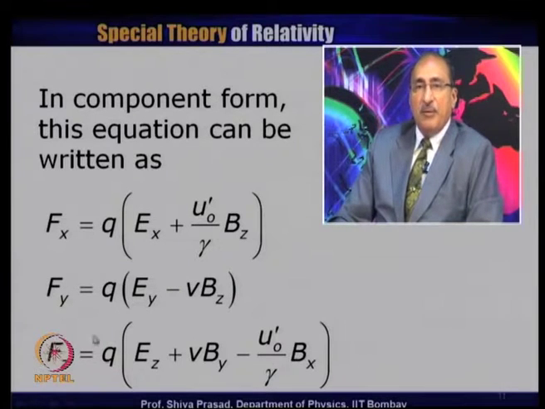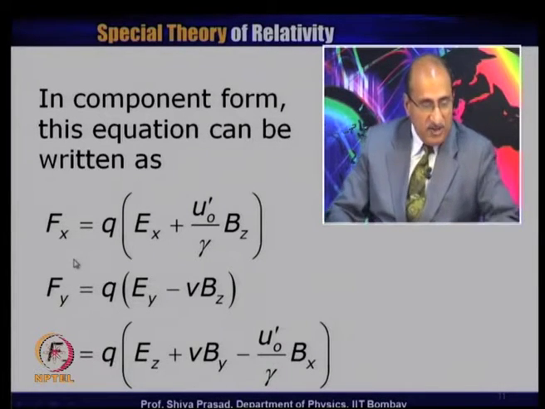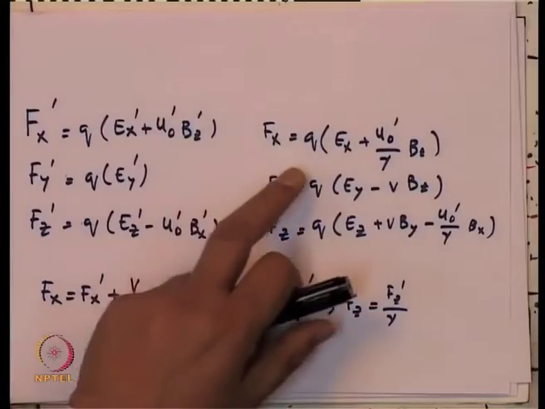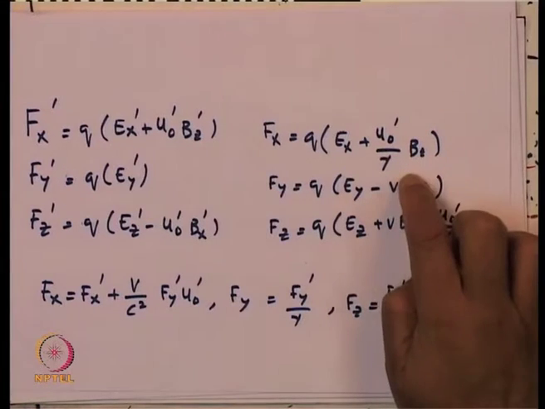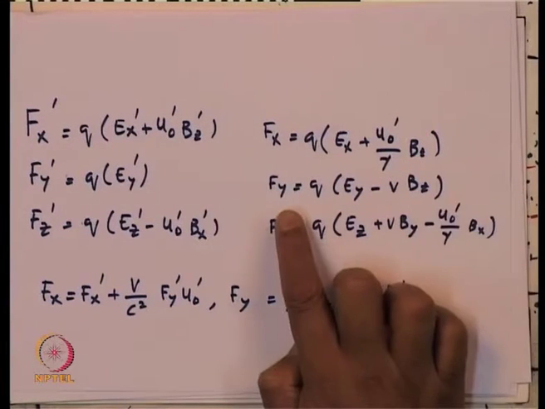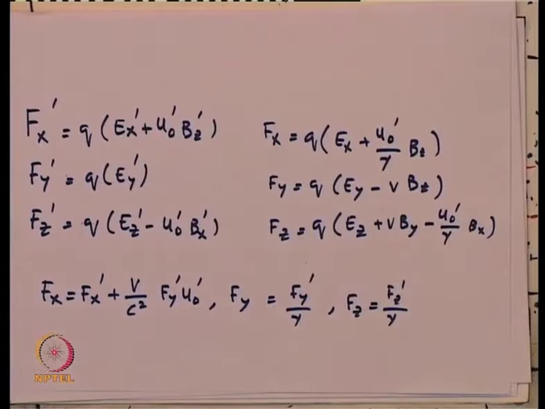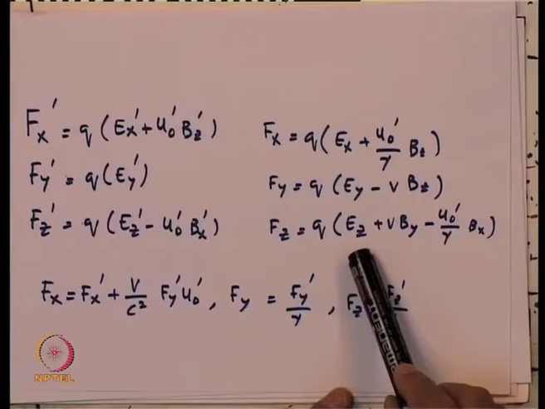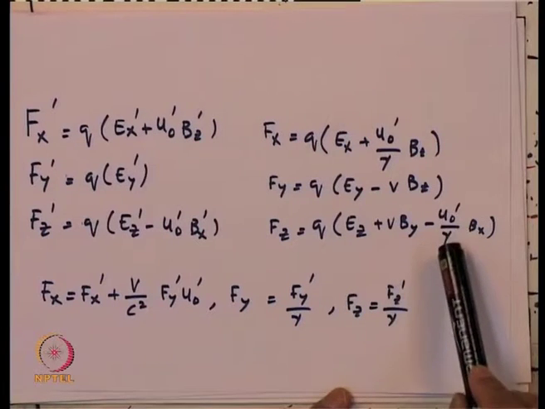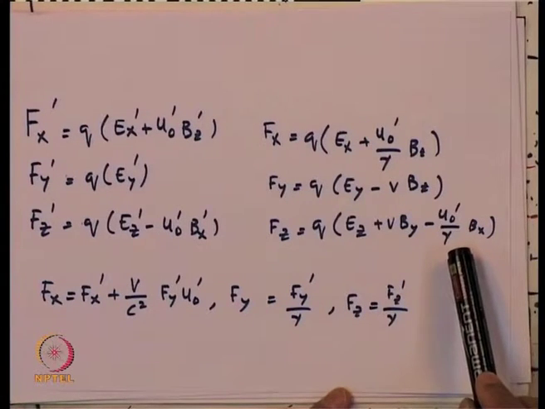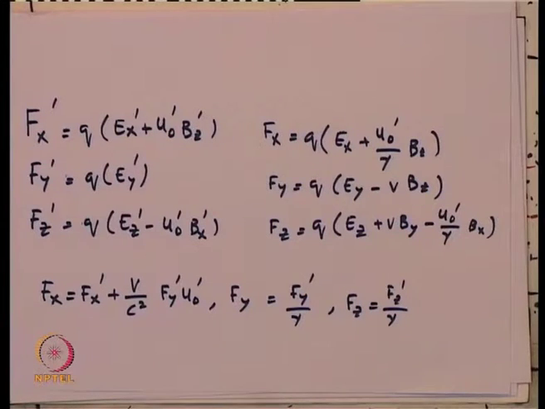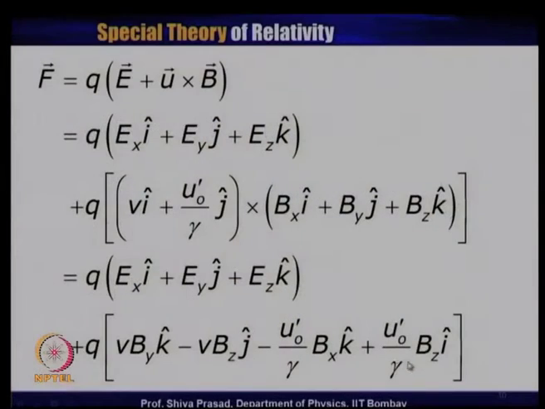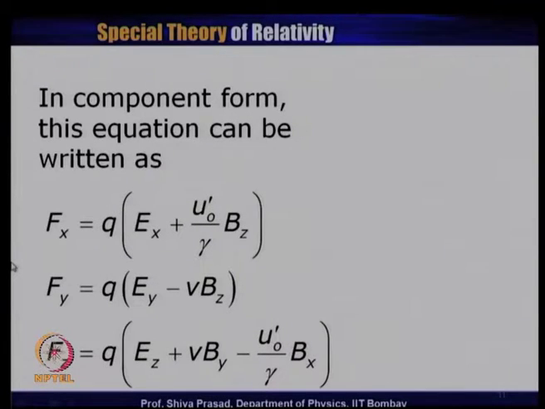So, the three components have been written here, which I am writing again here for convenience. Fx is equal to q times Ex plus u naught prime by gamma Bz. Fy is equal to q times Ey minus V Bz. Fz is equal to q times Ez plus V By minus u naught prime by gamma Bx. Let us just look at these particular equations.